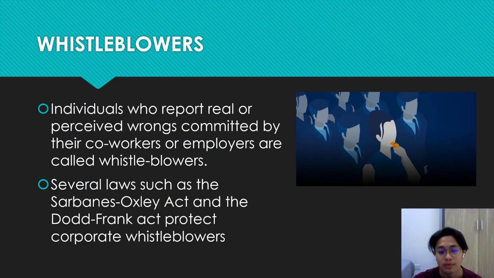So then whistleblowers. Whistleblowers are individuals who report real or perceived wrongs committed by their co-workers or employer. Several laws such as the Sarbanes-Oxley Act and the Dodd-Frank Act protect corporate whistleblowers. For instance, the Sarbanes-Oxley Act is intended to remedy companies' ethical breaches by requiring organizations to properly report financial results, encouraging ethical business practice, and providing protection to whistleblowers. Meanwhile, the Dodd-Frank Act protects whistleblowers and provides financial incentive to individuals who report wrongdoing.